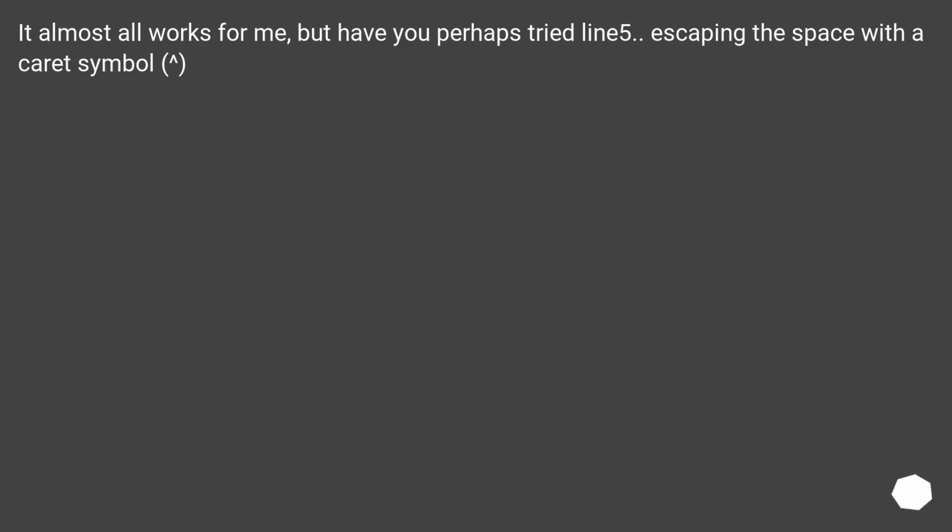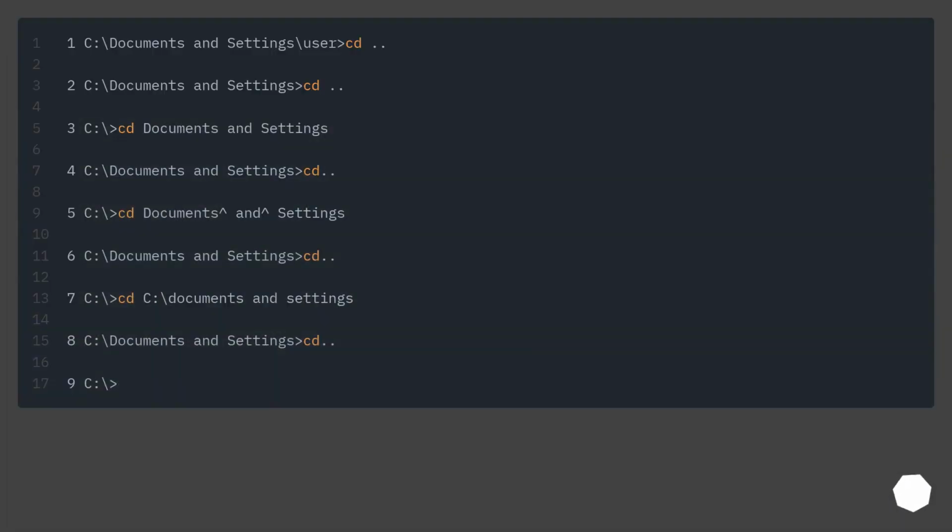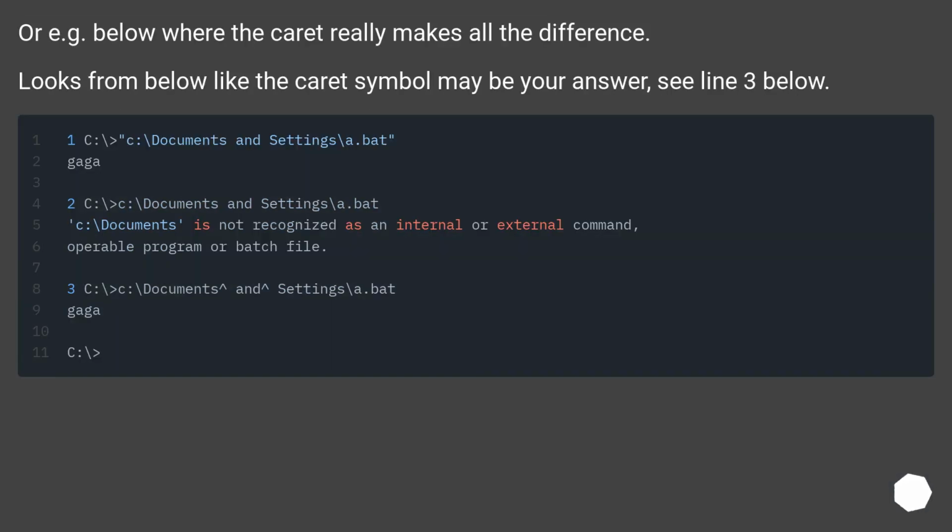It almost all works for me, but have you perhaps tried line 5? Escaping the space with the caret symbol, caret. Or for example below, where the caret really makes all the difference. Looks from below like the caret symbol may be your answer. See line 3 below.